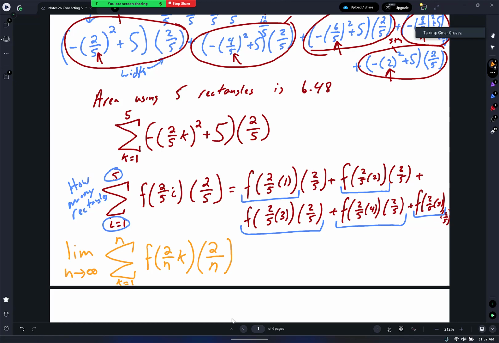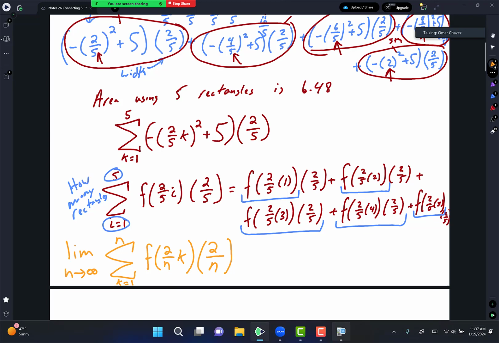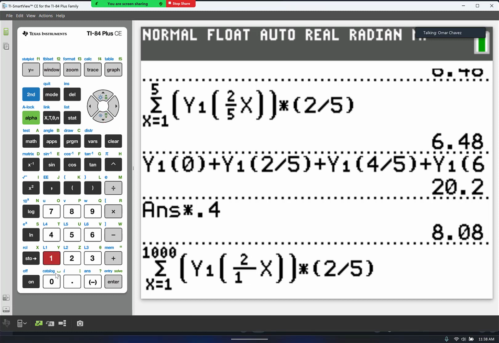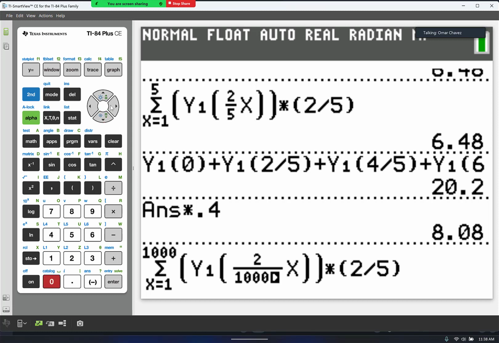Good job. Wait, but why is it 2 over n again? Is it because you're dividing by the number of rectangles? Yes. But right now I'm using 1,000 because there is no way to write n equals limit as n approaches infinity. So I'm going to write this 2 over 5 as 2 over 1,000, so the calculator can actually calculate this.